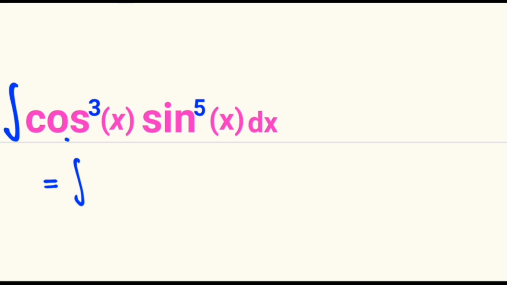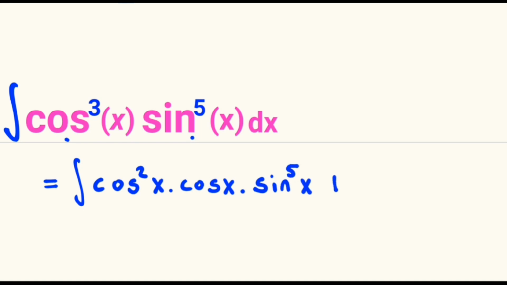So the cos of x raised to the power 3 will be written as cos squared of x multiplied by cos x, and this is multiplied by the sine of x raised to the power 5 dx.